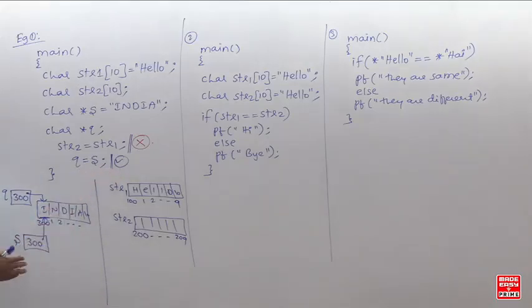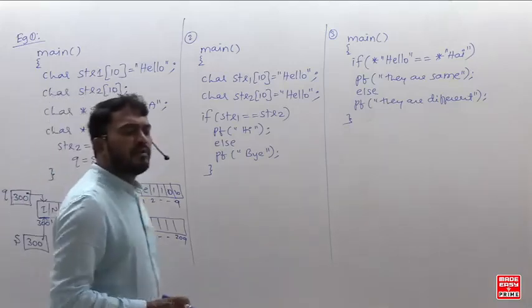So that is allowed. Q is saying that I am the pointer variable of type character. You can store the address of any character. We are storing the address of a character here. So that is very much fine. There is no problem.